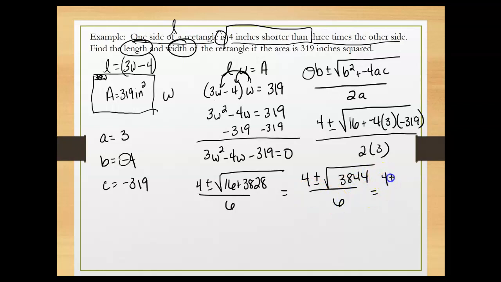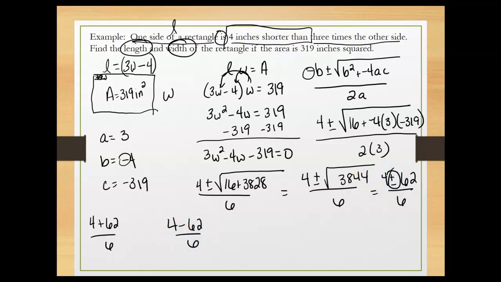Now I'm going to simplify using my square root, so I hit my square root button, and then 3,844, and I find out that that's 62. It's a perfect square, so the square root goes away. Now I'm ready to split this into two problems, 4 plus 62 divided by 6, and 4 minus 62 divided by 6. That's what that plus or minus means.